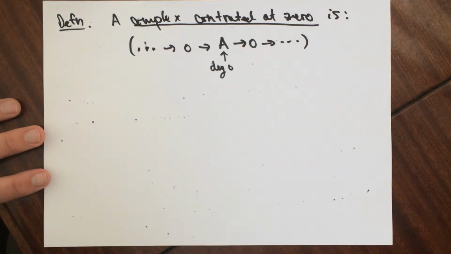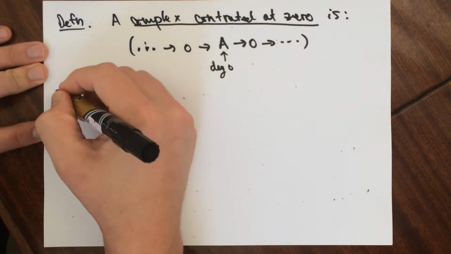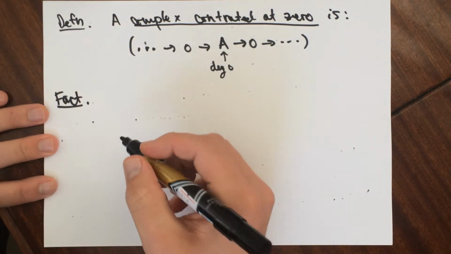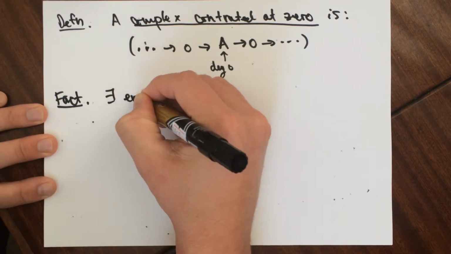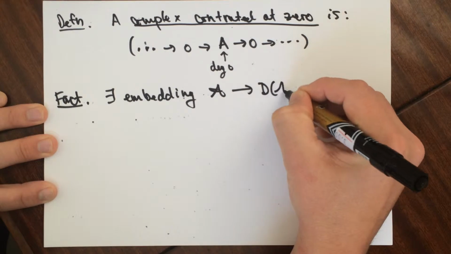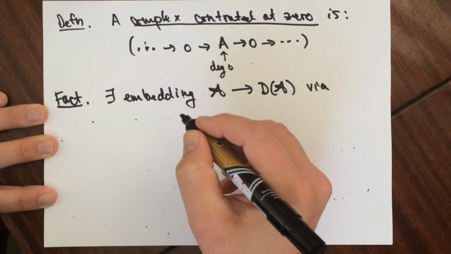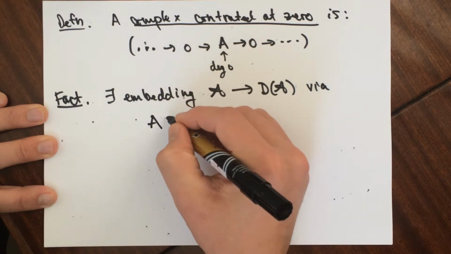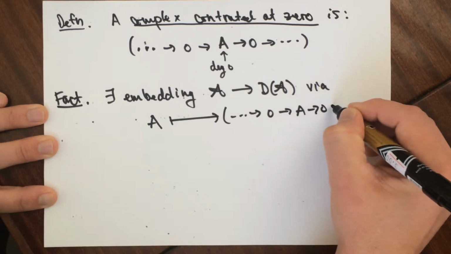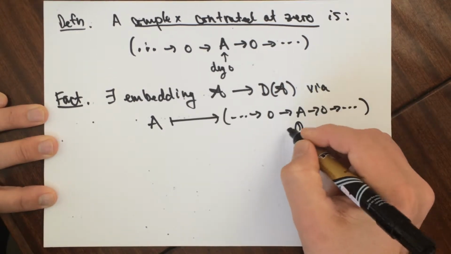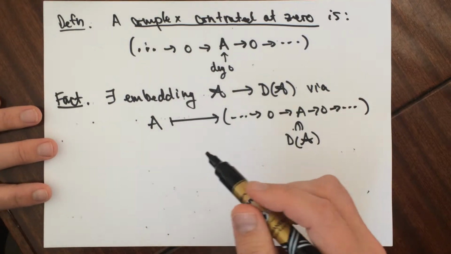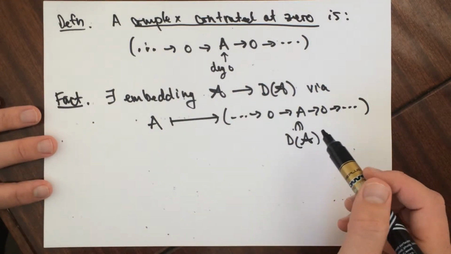Let me give you a fact. There exists an embedding of A into the derived category of A, where we take an object in A and map it to this complex concentrated at 0. So this is in the derived category of A, and we just take it to this stupid cochain complex.